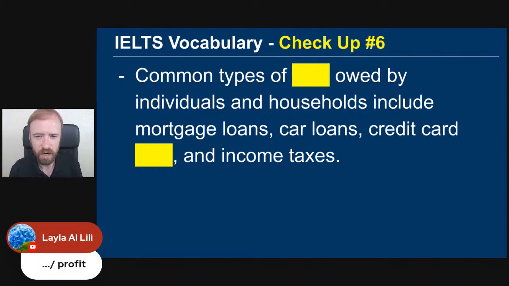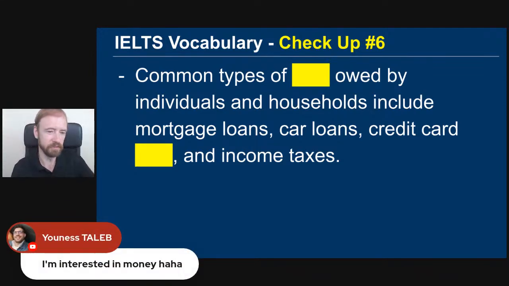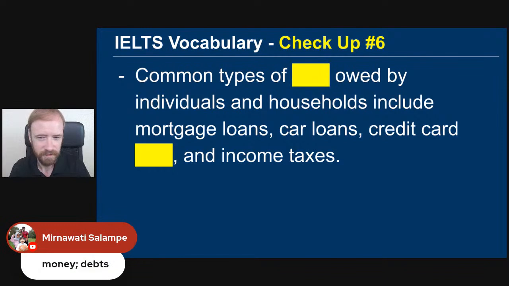Common types of profit owed by individuals and households include mortgage loans. Mortgage is not a profit. Car loans, that is not a profit. Credit card, income taxes, this is not making money. This is losing money. You're paying here. I'm interested in, oh no, Eunice, you are above us all. All right. Well, we just need to say debt.